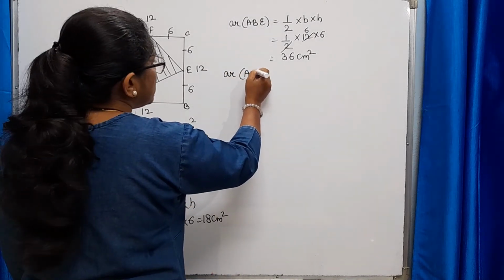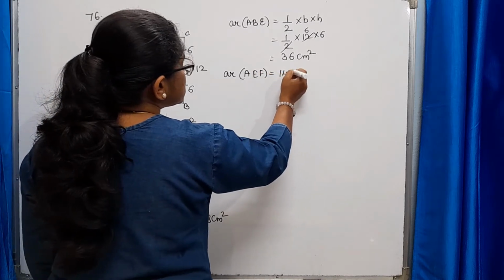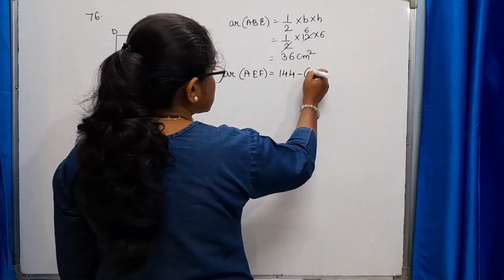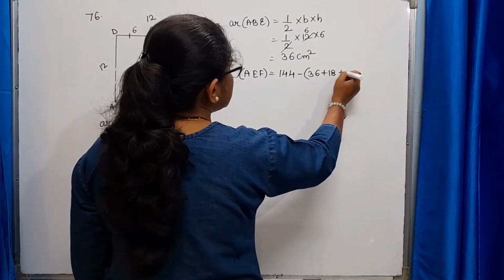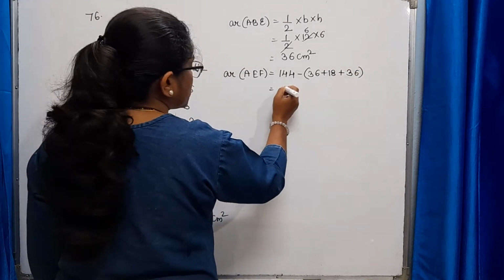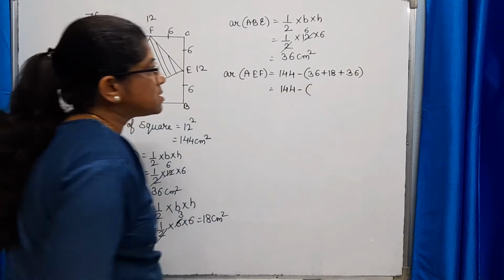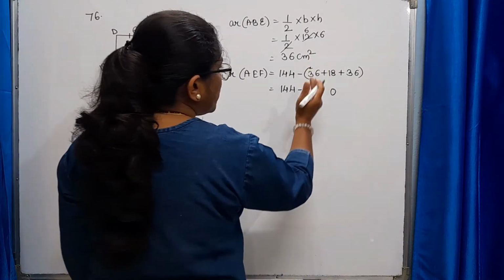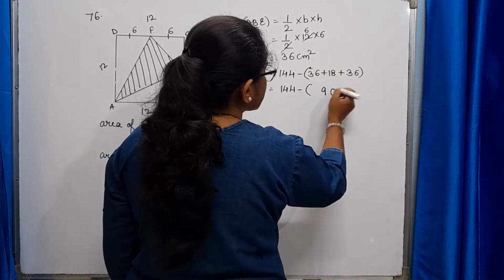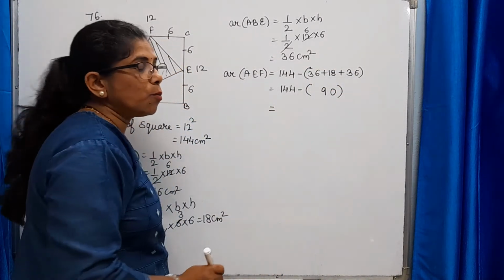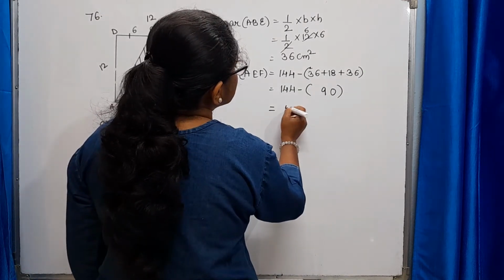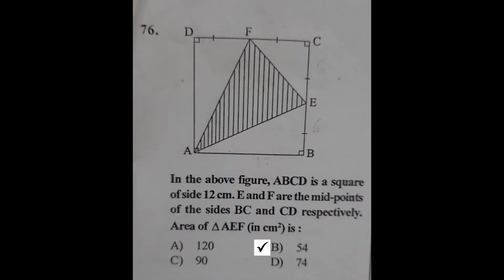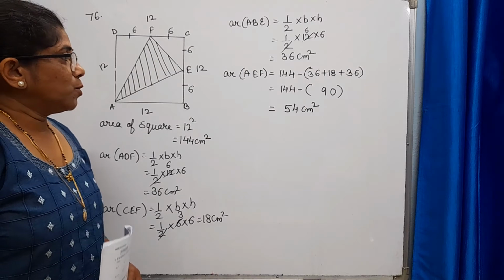Now area of our triangle AEF is the area of the square minus the area of these three triangles. 36 plus 18 plus 36 is 90. 144 minus 90, that is 54 centimeter square. Means option B is our answer. Oh my God, it's so lengthy.